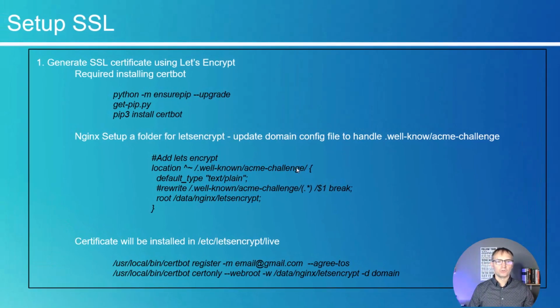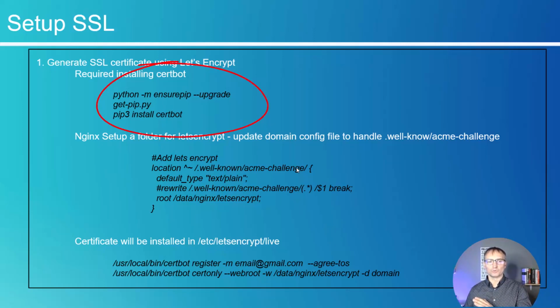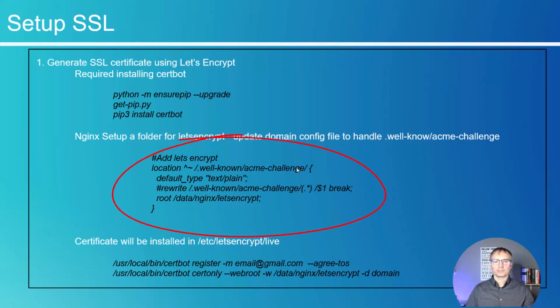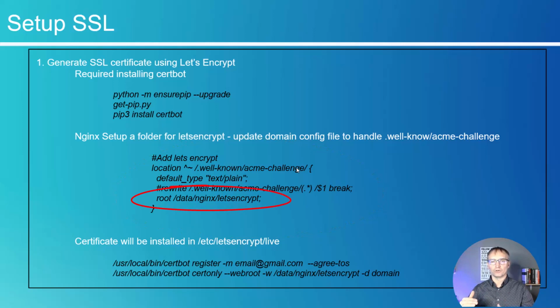In the first step, we'll generate the SSL certificate. To generate the SSL certificate, we require Certbot. We will install Certbot from Python, and Certbot will be available on your App 1 and App 2 servers. The next step is to configure nginx. In nginx, we will configure the location where requests from Certbot will always go, not to our domain folder.